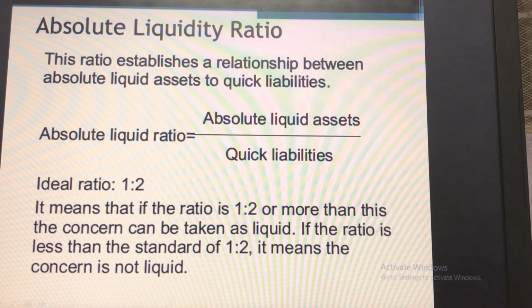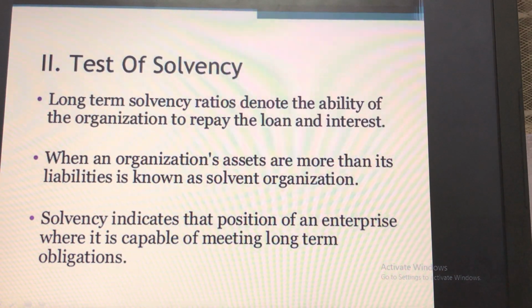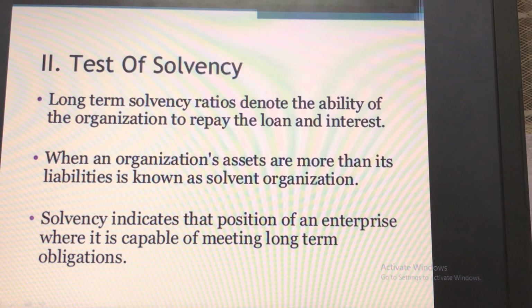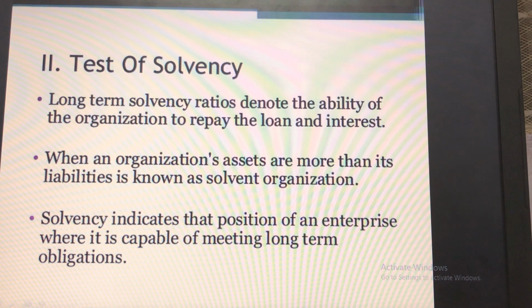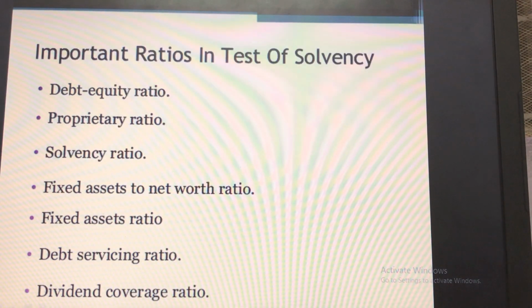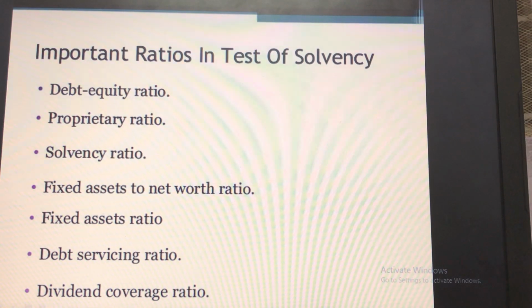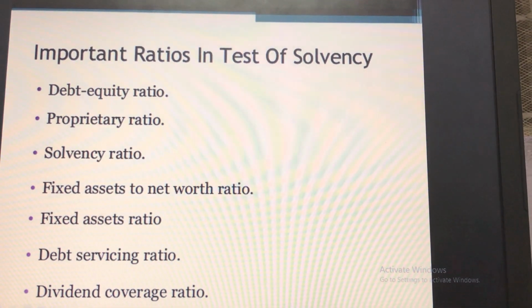Now, number 2. Test of solvency. Long-term solvency ratios denote the ability of the organization to repay the loan and interest. When an organization's assets are more than its liabilities, it is known as a solvent organization. Solvency indicates the position of an enterprise where it is capable of meeting long-term obligations. Important ratios in test of solvency.